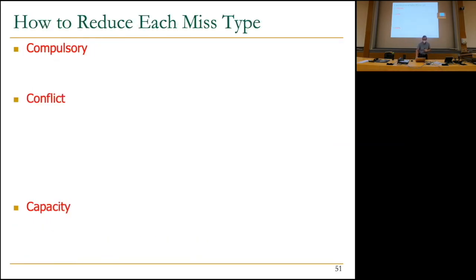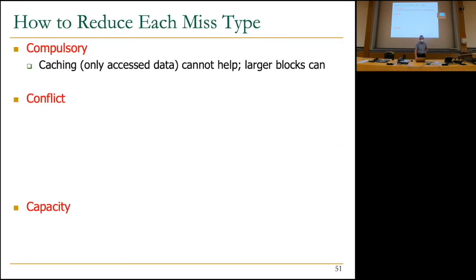Okay, so how do you reduce each miss type? Let's talk about this. Compulsory: caching only accesses data already seen, so it cannot help, but increasing your block size can help potentially, because increasing the block size is really having a prefetching effect, right? If you think about it.